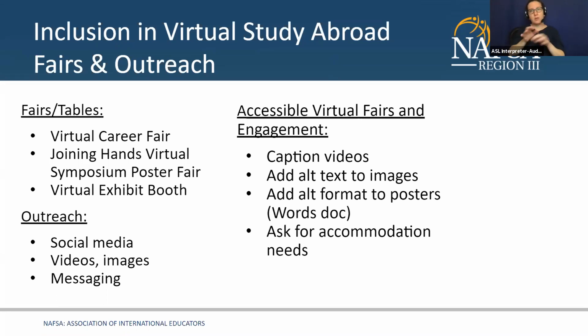add alt text to any images that you're sharing, and just being cognizant that whenever you do share an image and that's the sole message, that a number of people might be missing that altogether if it's not tagged with any alt text. Providing an alternative format to any poster fairs or any events like that, which could be a Word document. And then ask for any accommodation needs if you're planning actual events such as a virtual study abroad fair.